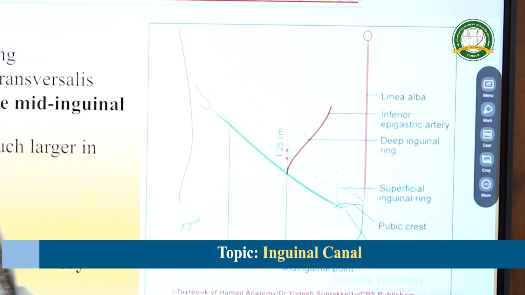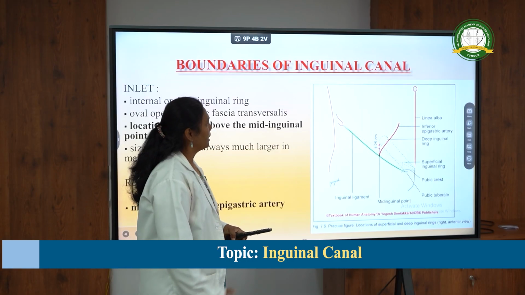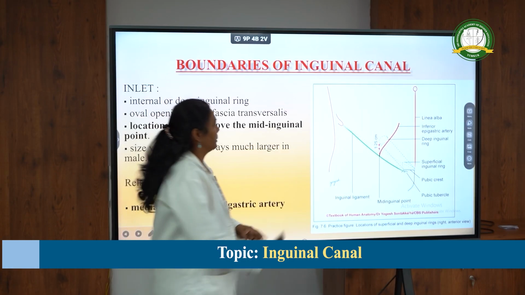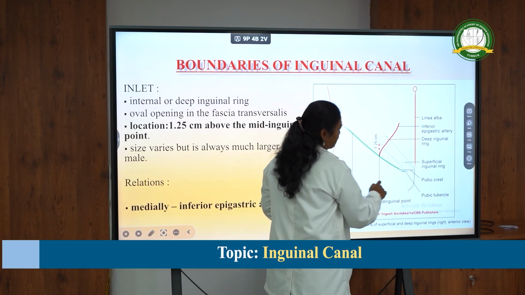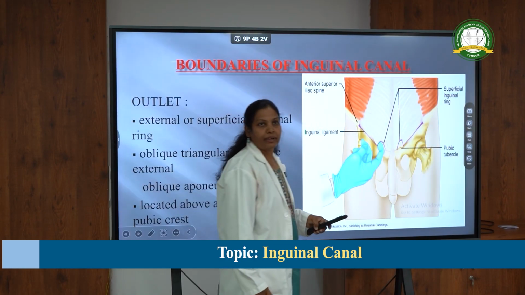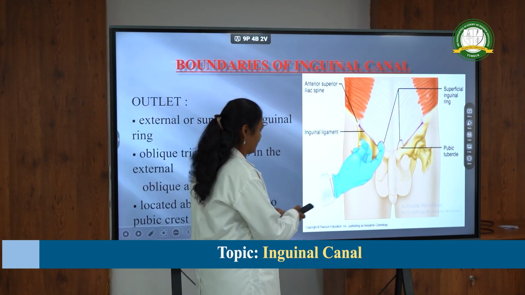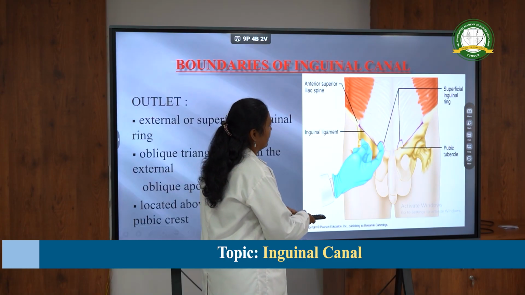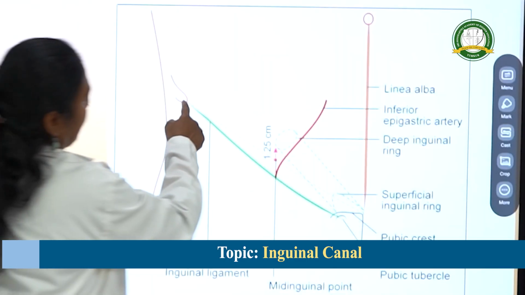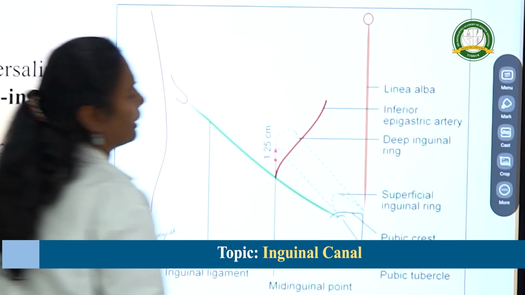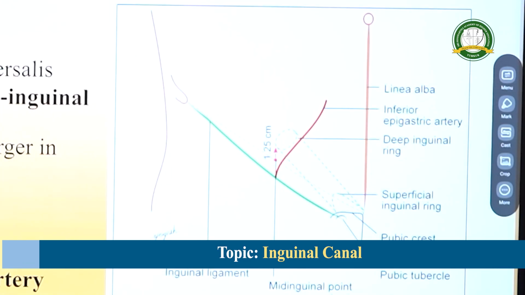So there is a difference between the midinguinal point and midpoint of inguinal ligament. Midinguinal point is a midpoint between the anterior superior iliac spine and the pubic symphysis, whereas the midpoint of inguinal ligament is midway between the anterior superior iliac spine and pubic tubercle. So deep inguinal ring is an aperture in the fascia transversalis 1.25 centimeter above the midinguinal point.